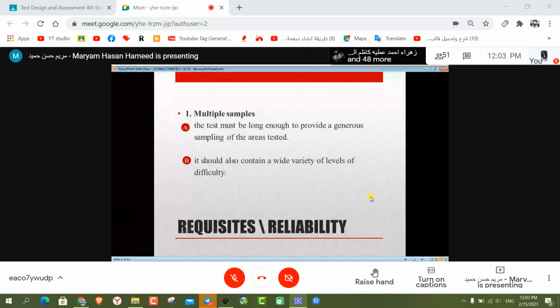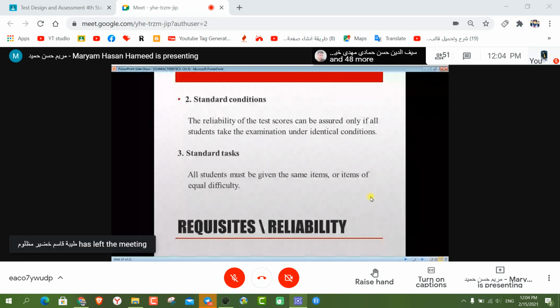Then standard conditions. In standard conditions here, the reliability of the test scores can be assured only if all students take the examination under identical conditions or identical circumstances or identical environments. Okay. For example, imagine that we have two groups, morning and evening, as I said before. Especially these recent days with the internet connection.